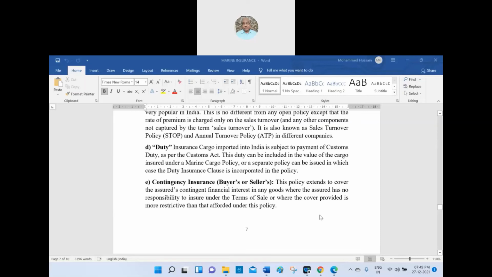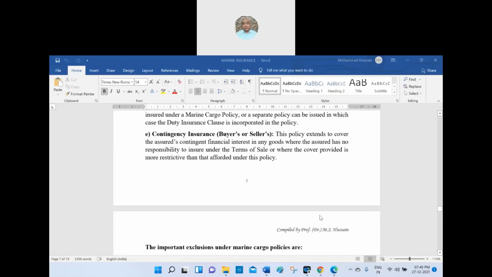This policy extends to cover the assured's contingent financial interest in any goods where the assured has no responsibility to insure under the terms of the sale, or where the cover period is more restrictive than that afforded under this policy. So contingency insurance means a stipulation would be there: if this happens, this much amount is going to be paid. Contingency means some condition should be fulfilled, but the contingency should not be impossible.